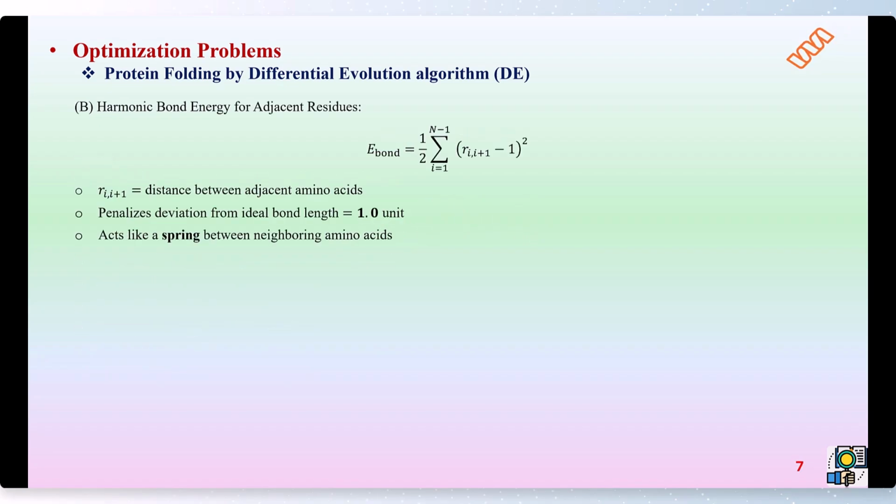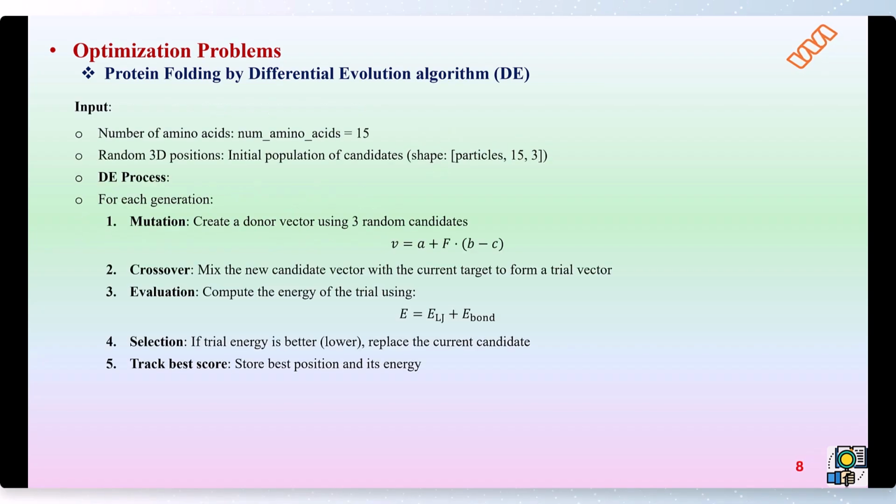Also B, harmonic bond energy for adjacent residues, is the second part of the equation. As we can see, r_i,i+1 is the distance between adjacent amino acids. It penalizes deviation from ideal bond length, which is equal with 1 unit. It acts like a spring between neighboring amino acids. Now our simulation starts with 15 amino acids.